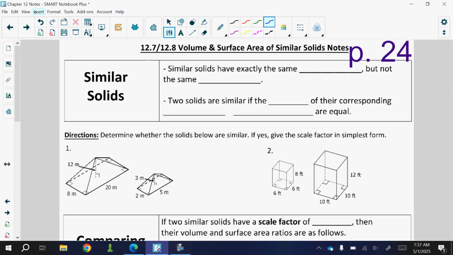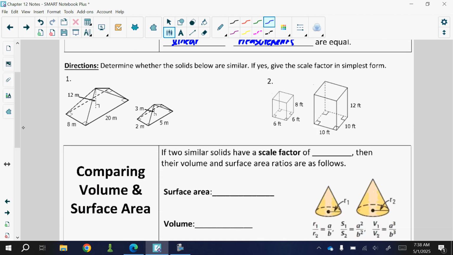Today we're going to be looking at 12.7 and 12.8, volume and surface area of similar solids. So similar solids have exactly the same shape, but they are not the same size. Two solids are similar if the ratios of their corresponding linear measurements are equal. Linear measurements is a very fancy way of saying sides. So basically their corresponding sides are equal.